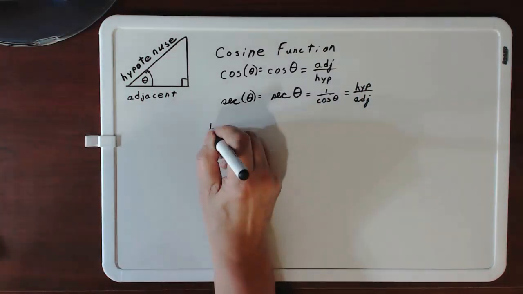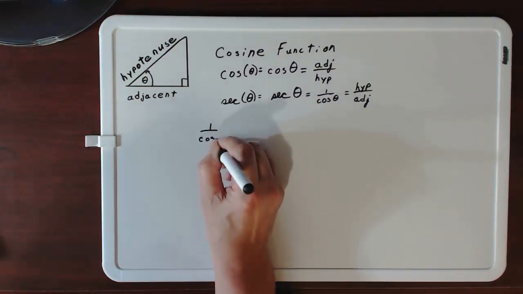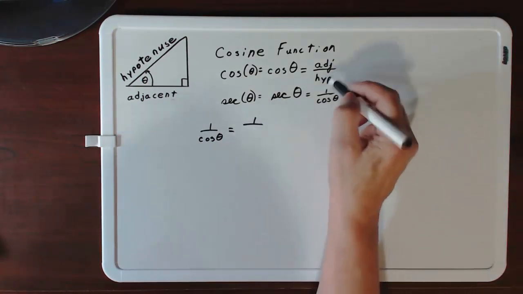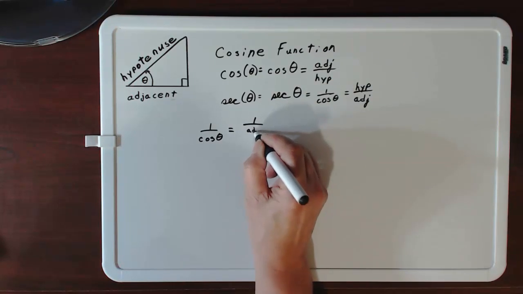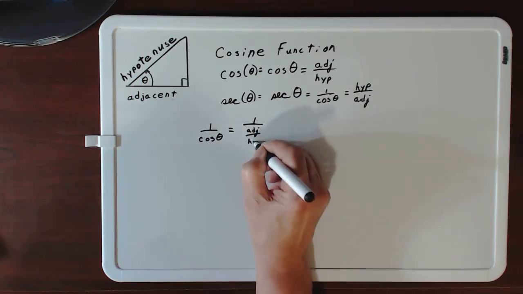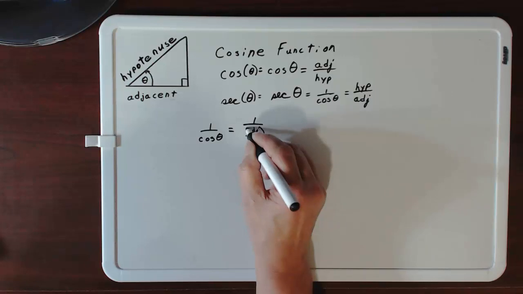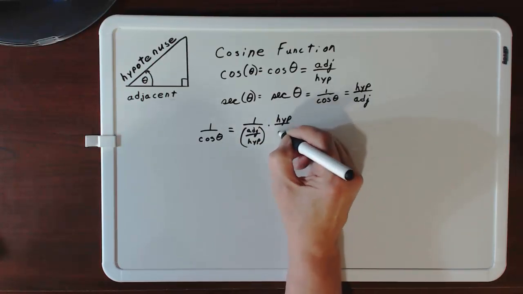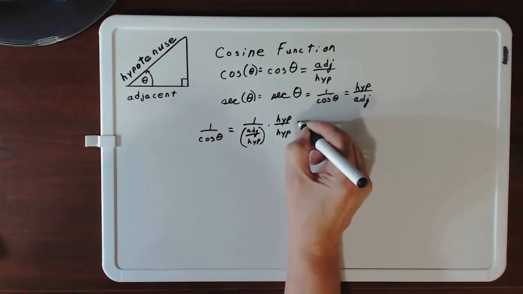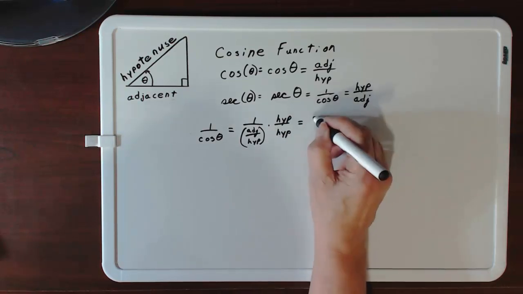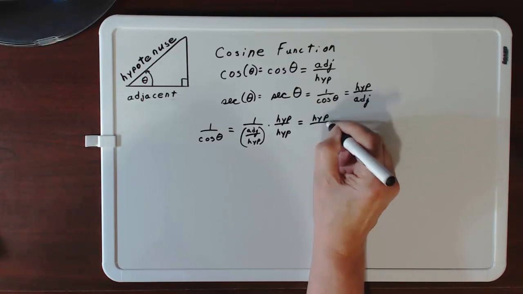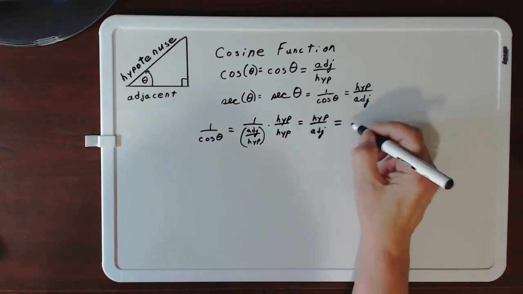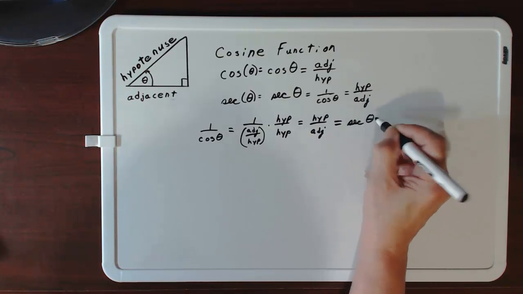Notice that 1 over the cosine of theta equals 1 over this, the adjacent over the hypotenuse. If we multiply the numerator and denominator by the hypotenuse, then the answer is hypotenuse over the adjacent, which is the secant of theta.